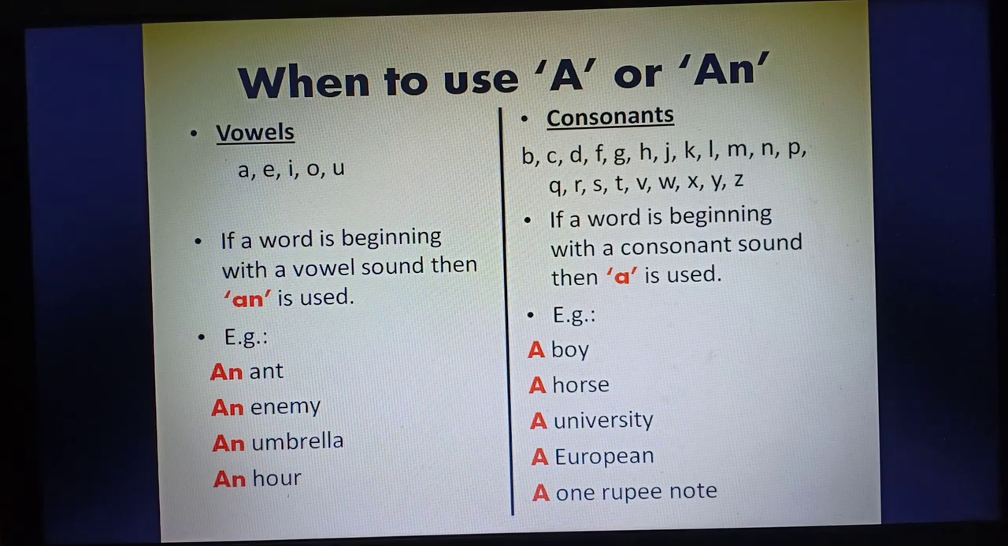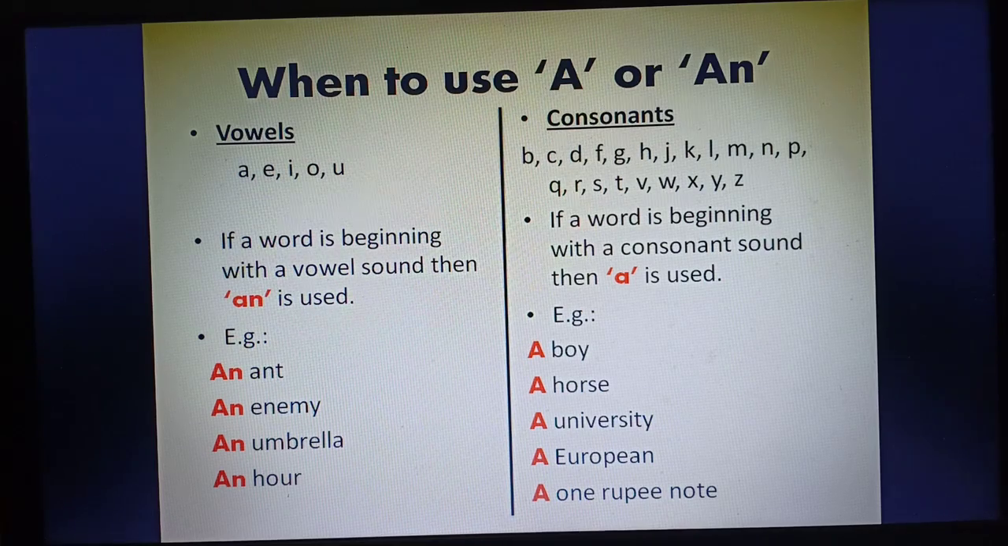That's why we are writing an ant, an enemy, an umbrella. But see the last one, an hour. Here H is a consonant, but still we are writing an. Do you know why? Because H is a consonant, but still H is silent here. And the word sounds begins with a vowel sound. That's why we are using an before hour.